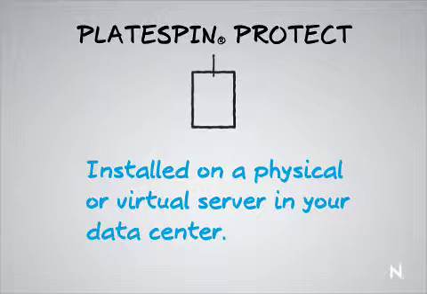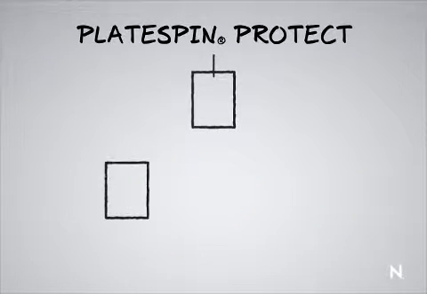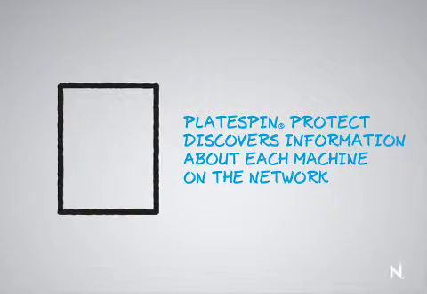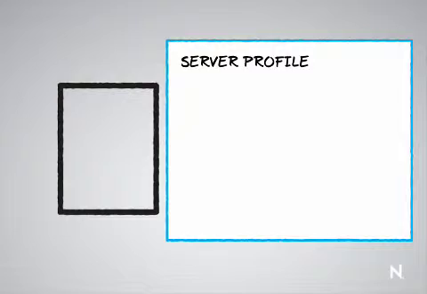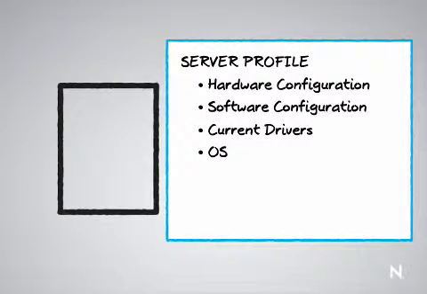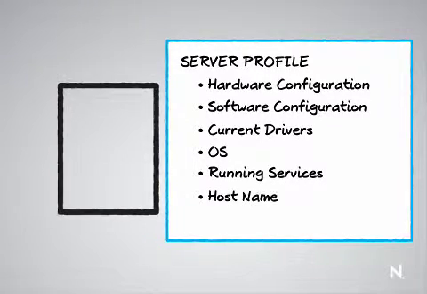Once the product's installed, much like PlateSpin Migrate, PlateSpin Protect needs to learn what servers you're interested in protecting with it. So once again, PlateSpin workload portability leverages the discovery concept to go out across the network and learn what's happening on the individual server's machine. From there, we basically build a profile of what this server looks like: its hardware configuration, software configuration, any drivers it's currently running, operating system, any services that are currently running on the machine, and things of that nature. Host name, current domain it's connected to, and all that good stuff.